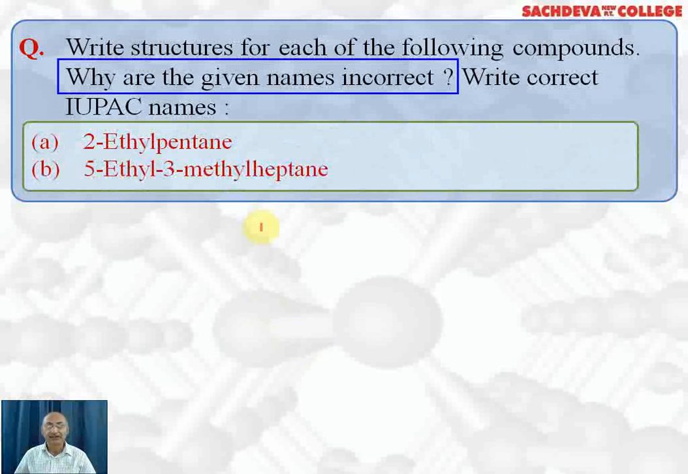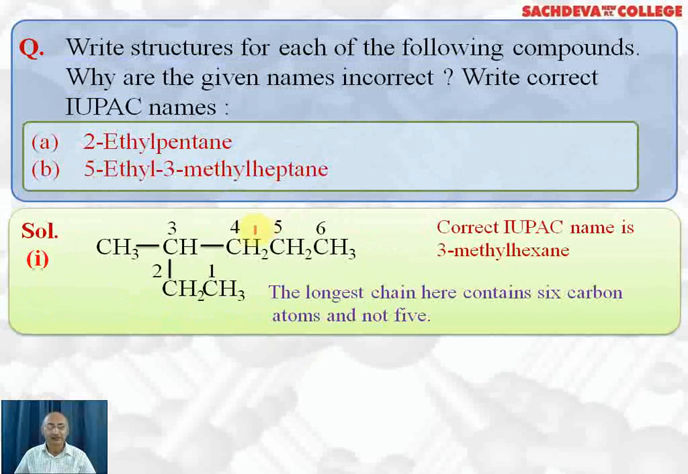Next we are taking: write the structure for each of the following compounds. Why are the given names incorrect? Write the correct IUPAC name. These are typical examples. Now here the longest chain starts from here and it contains 6 carbon atoms and not 5 carbon atoms. So don't think that a straight chain will always be in a straight line. It may not be in a straight line, but you have to see the longest chain: 1, 2, 3, 4, 5, 6. So here the longest chain contains 6 carbon atoms and at the third carbon a methyl group is attached. So the correct IUPAC name is 3-methyl hexane and not 2-ethyl pentane.